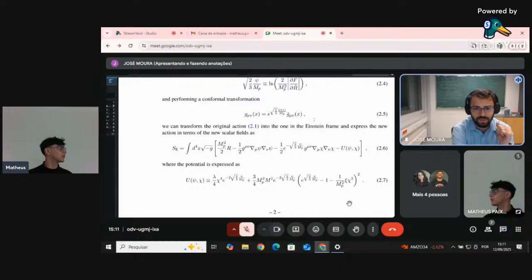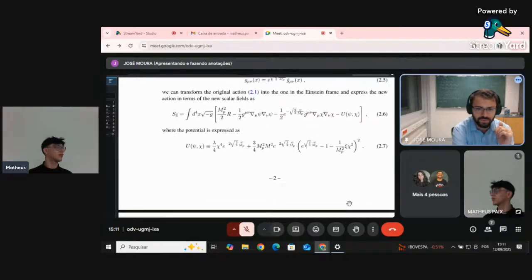The goal is to go to a frame, the Einstein frame, in which the equation of motion for gravity is not coupled. It's just the natural Einstein equation. And you get a kinetic term for this new field, the scalaron, as I was talking about. You have the kinetic term for the chi field, which is supposedly the Higgs, and you have a potential, described here, which acquires these exponential terms because of the Weyl transformation.